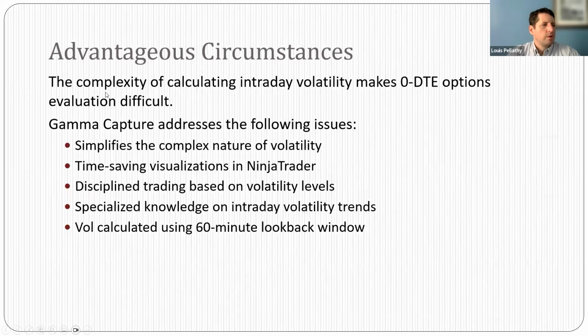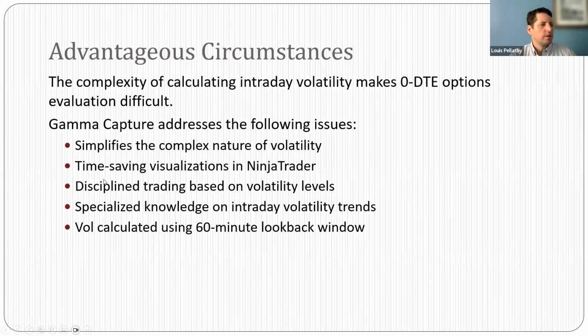It has always been true that there's complexity in calculating intraday volatility, and that makes zero-day options difficult to evaluate. I'm not sure how many of you joining here are options traders, but in order to come up with a reasonable theoretical value for a zero-day option, you need a zero-day volatility, or at least a very short-term volatility. So you could take our gamma capture volatility, plug it into a Black-Scholes model, and come up with a theoretical options price that you can then go back and compare to what's out there in the marketplace. So this is a highly useful tool for zero-day options traders.